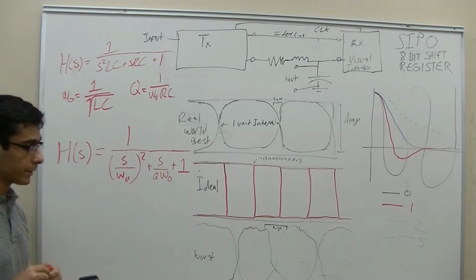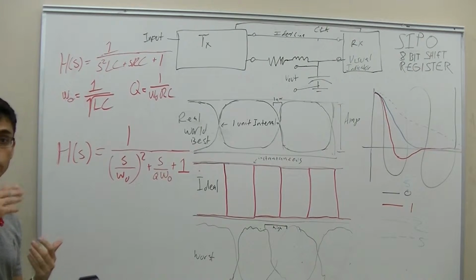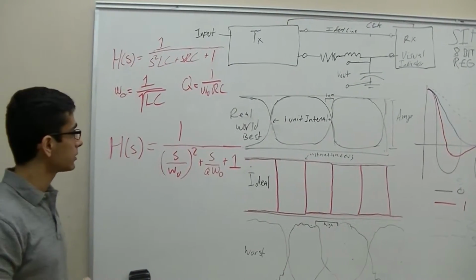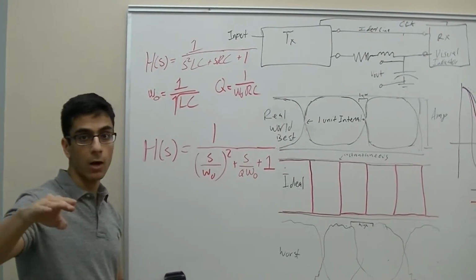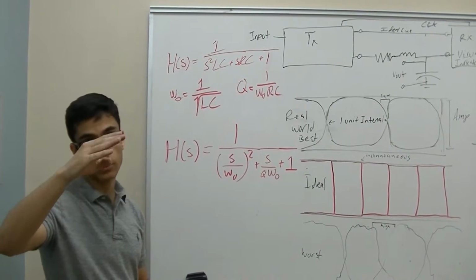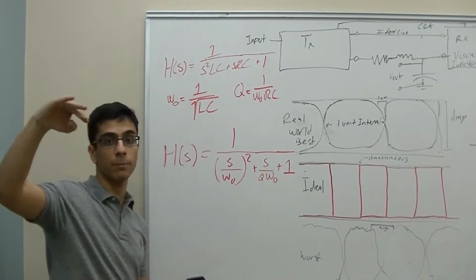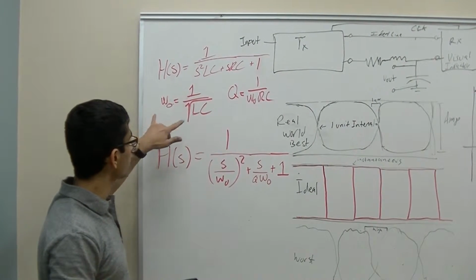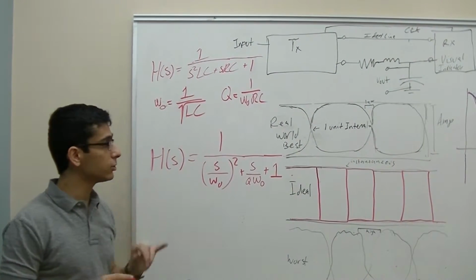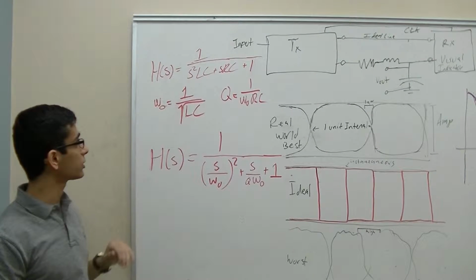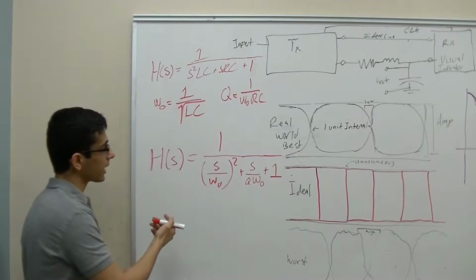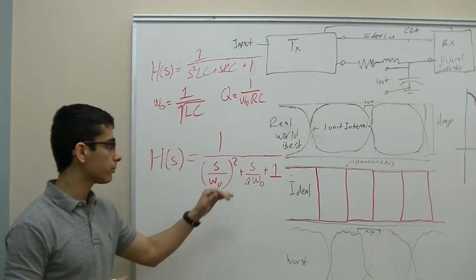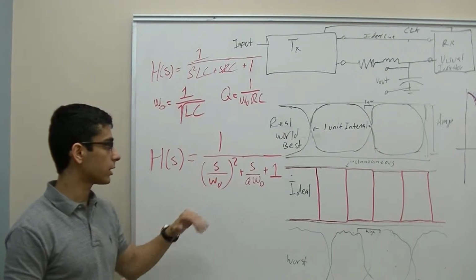Q typically depicts how much a signal will ring over time as it's transmitted. So you might see it bottom out, but as it bottoms out and reaches 0, it'll go past 0 and curve back up and go back to 0. Since we solve for omega naught and Q, we can substitute them back into the generalized transfer function, and we have 1 over S squared divided by omega naught squared plus S over Q omega naught plus 1.